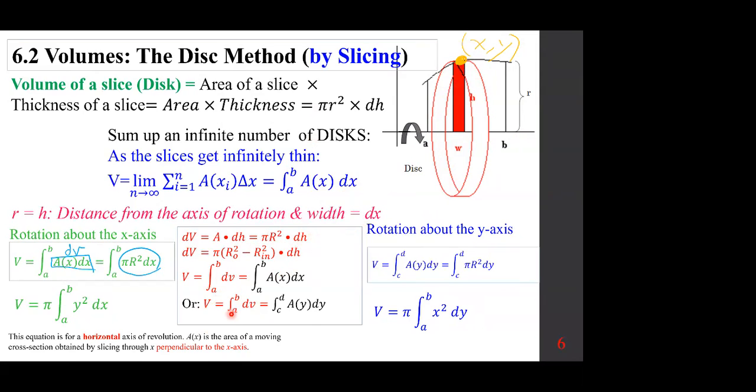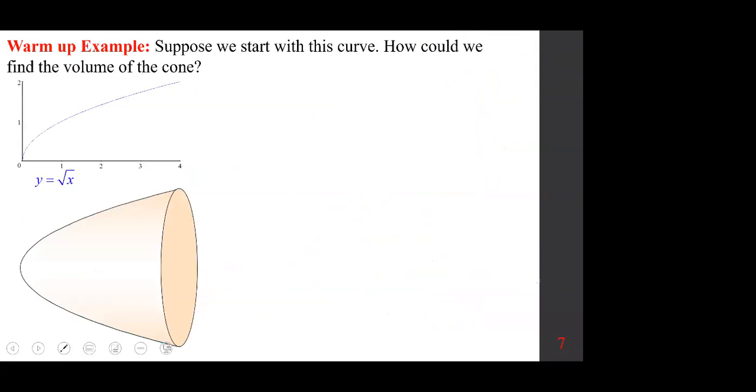So to make some sense out of this, let's look at a simple example. y equals square root of x. Suppose we start with this curve. How would we find the volume of this cone? Assuming this one, we want to find the volume for this, which looks like a cone, everybody. Okay.